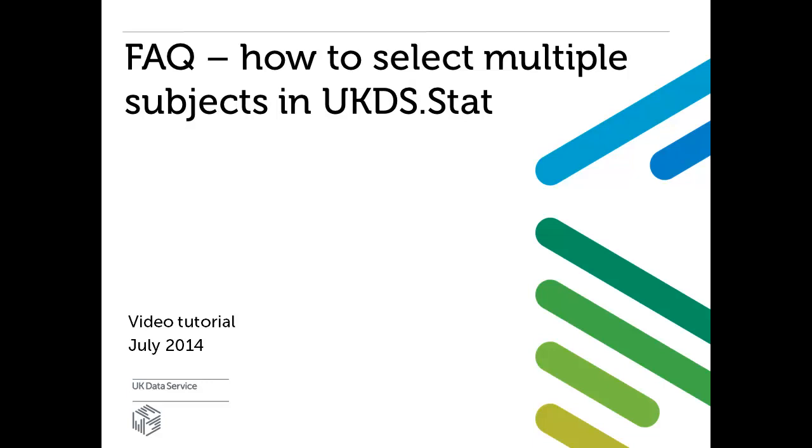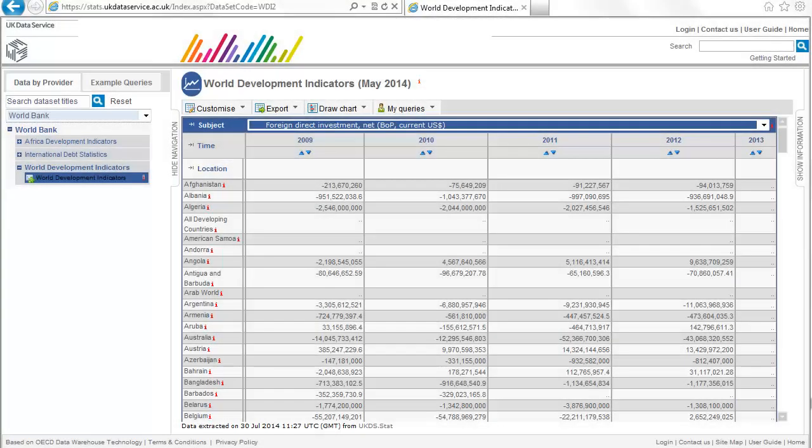Welcome to this short UK Data Service tutorial on how to select multiple subjects in UKDS.Stat. For this tutorial, we selected the World Bank World Development Indicators dataset in the UKDS.Stat interface. Select two subjects, Goods Export and Goods Imports.